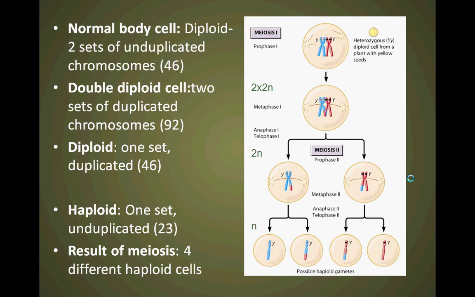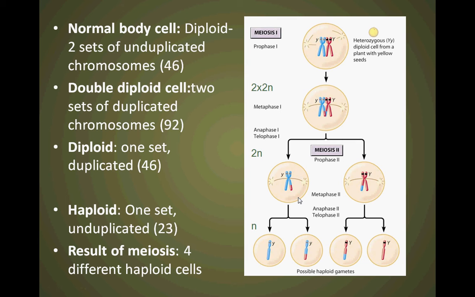If we use humans as an example, again, we begin with a normal body cell as a diploid. It has two sets of 23 chromosomes or 46 chromosomes. Then in prophase, each chromosome duplicates itself. This creates a double diploid, a cell with 92 chromosomes. The homologs separate in meiosis 1, so these are homologs. They code for the same thing. And then that creates two diploid cells, still 46 chromosomes.